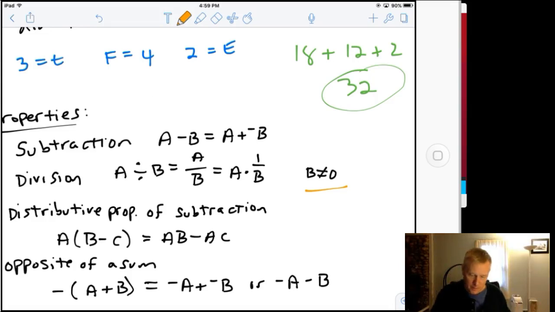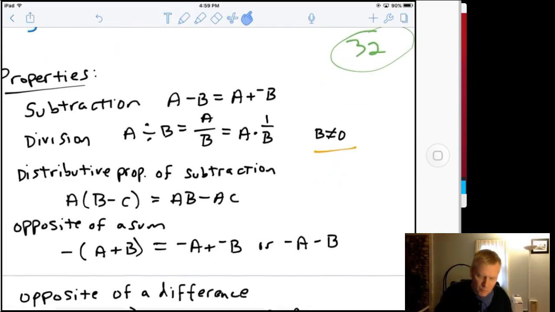All right. Next, distributive property of subtraction. So, this is where I'm doing the distributive property, and there's a subtraction sign. There's nothing complicated about it. I multiply a times both the things in the parentheses. You get a times b minus a times c. And that's it.